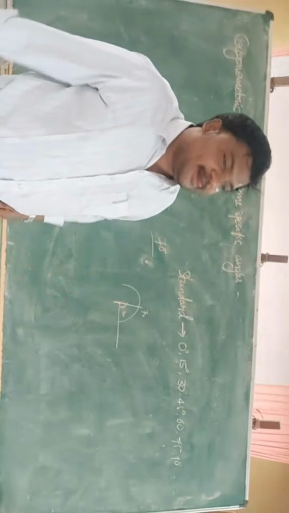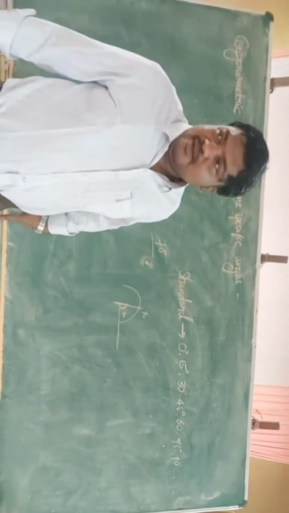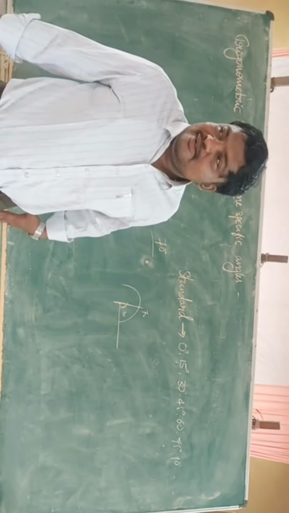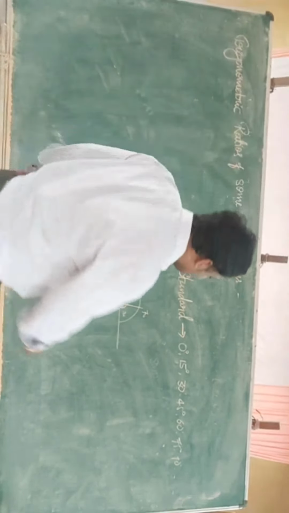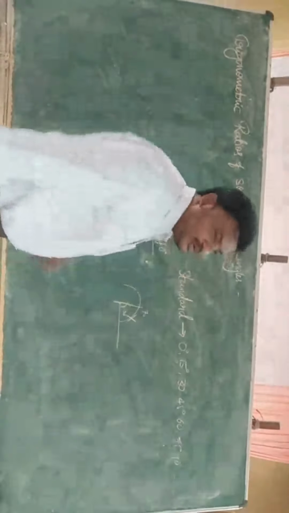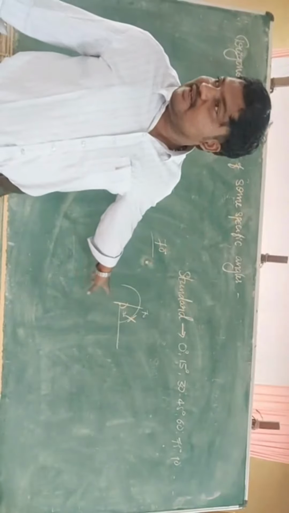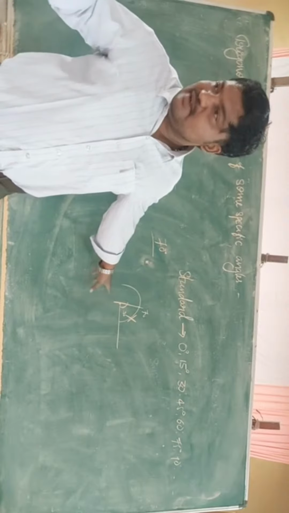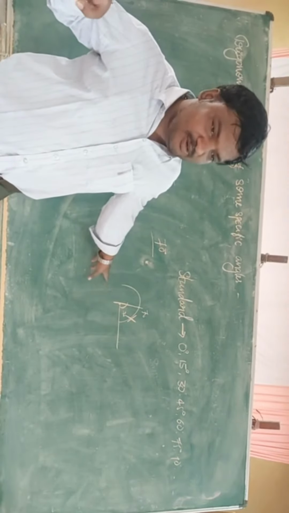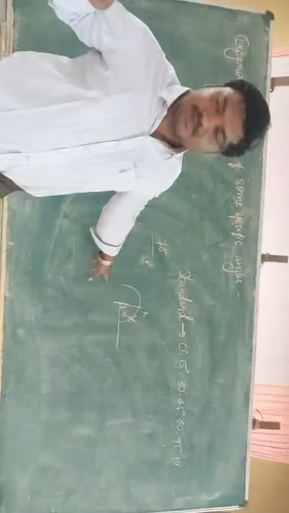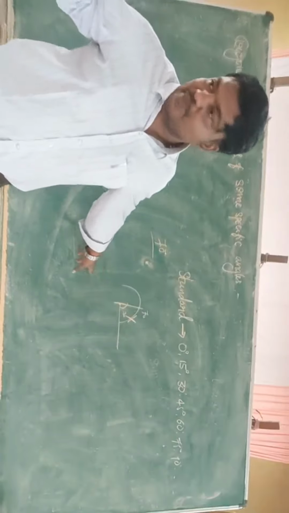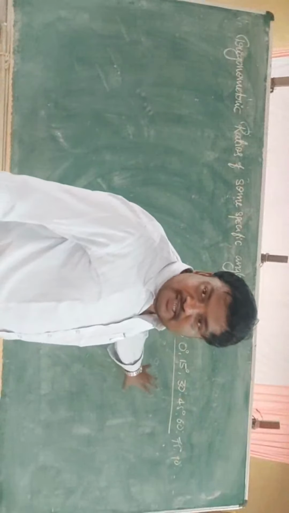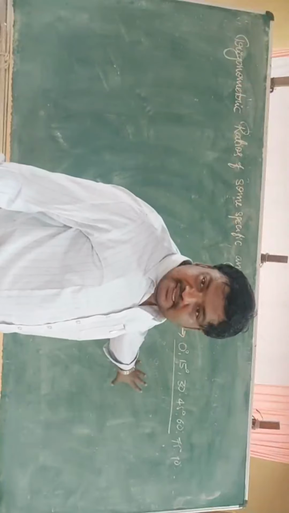I said, why? These angles we can draw without the help of a protractor. Correct? Only using a rounder. What you can call a rounder, no? Compass. Yes, rounder or compass. With the help of compass or rounder, we can draw all these angles. Is it possible to draw all these angles with the help of a compass?